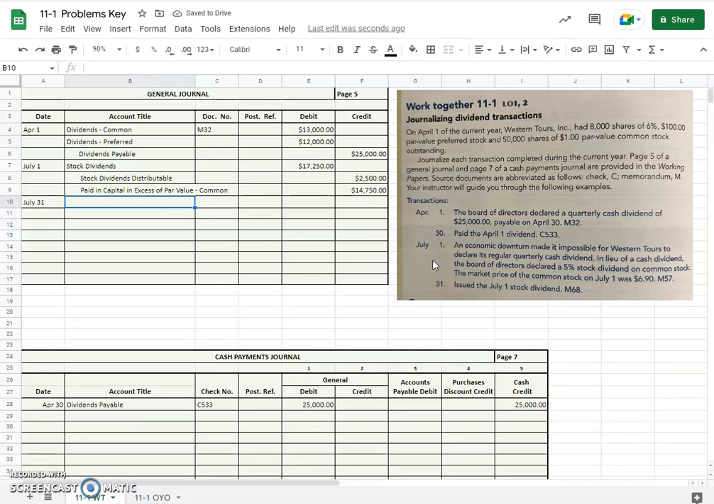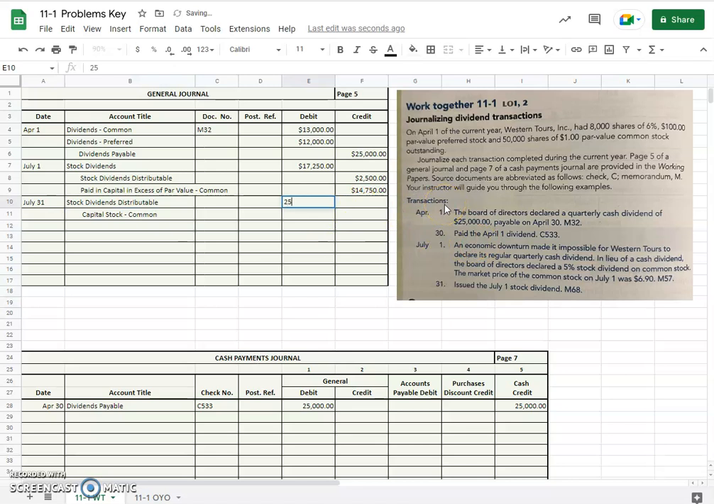And that would be to stock dividends distributable. Remember we had that up here as a credit, so now we're going to debit it. And then capital stock, oops, common. So this is just for the 2,500. The paid in capital in excess of par value doesn't come into play here.